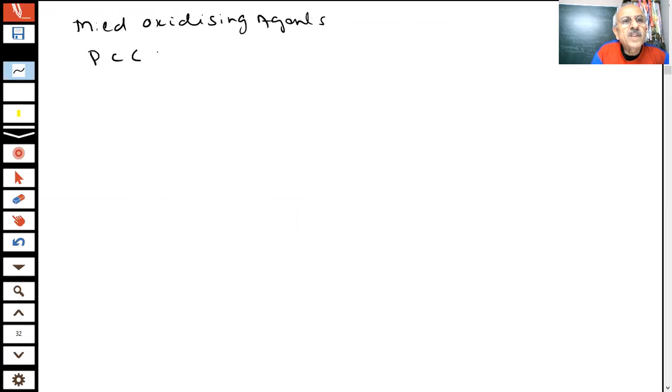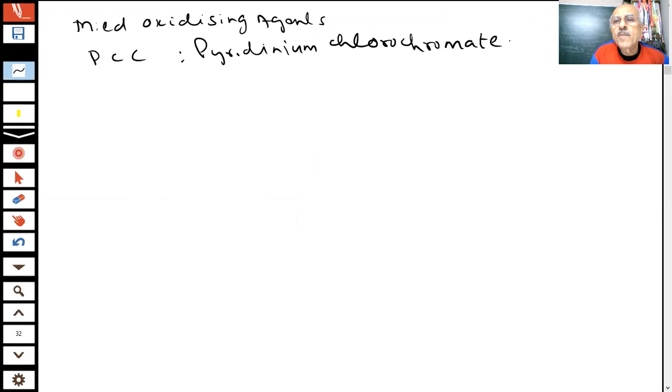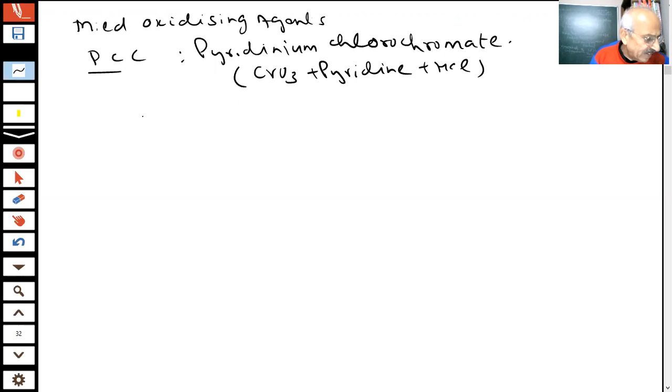One is PCC, very important, which will be used in our cases, students. It is called pyridinium chlorochromate. Pyridinium chlorochromate is called PCC. It's a mild oxidizing agent. It contains CrO3 plus pyridine plus HCl. This is a mixture of these, so in the exam you can write PCC.